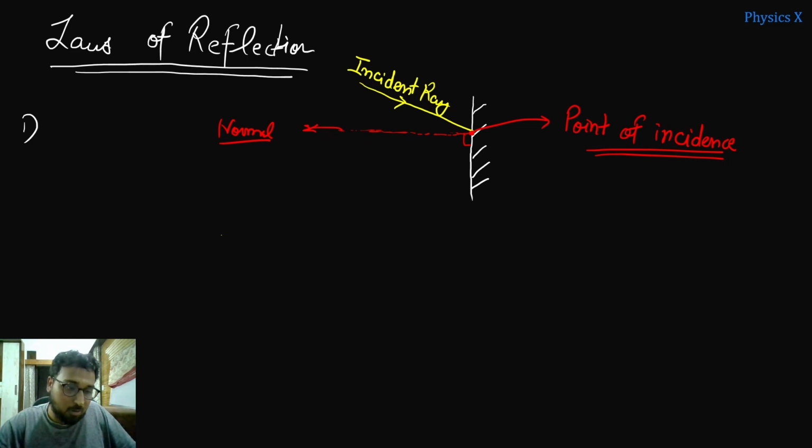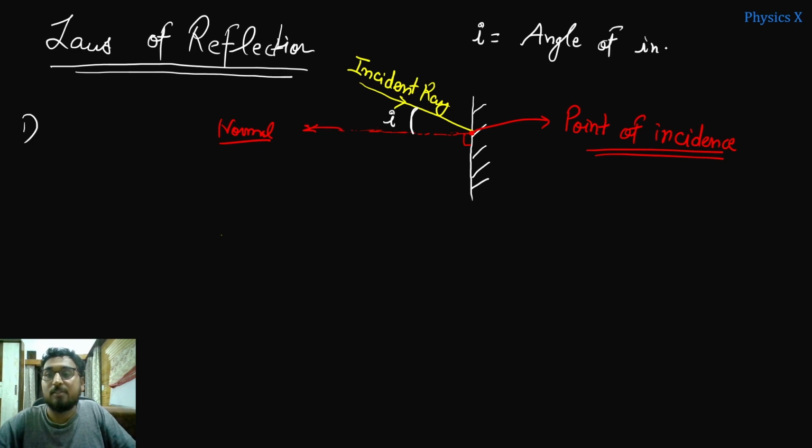So what the first law says is that the angle between this normal and the incident ray is marked by I, and this angle I is called the angle of incidence. This angle of incidence will be equal to the angle of reflection, which is the angle between the reflected ray and the normal. That is why the normal is important.